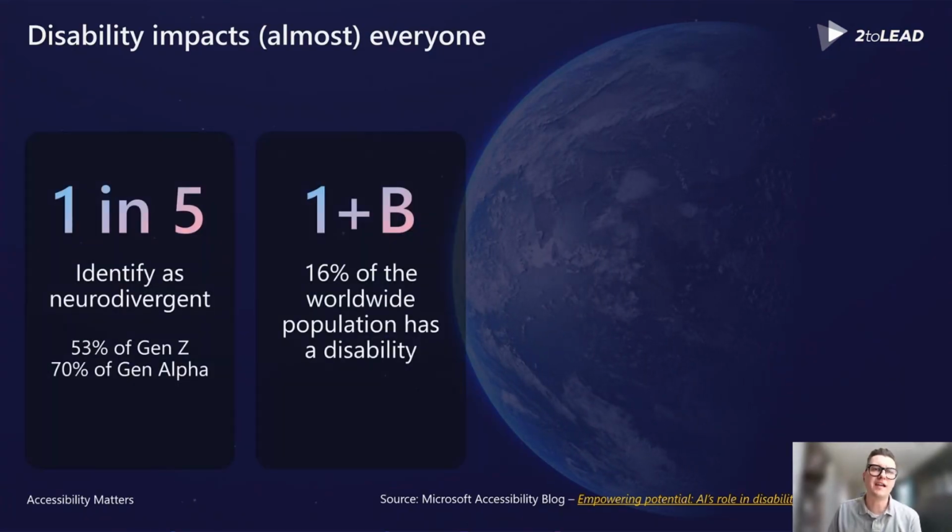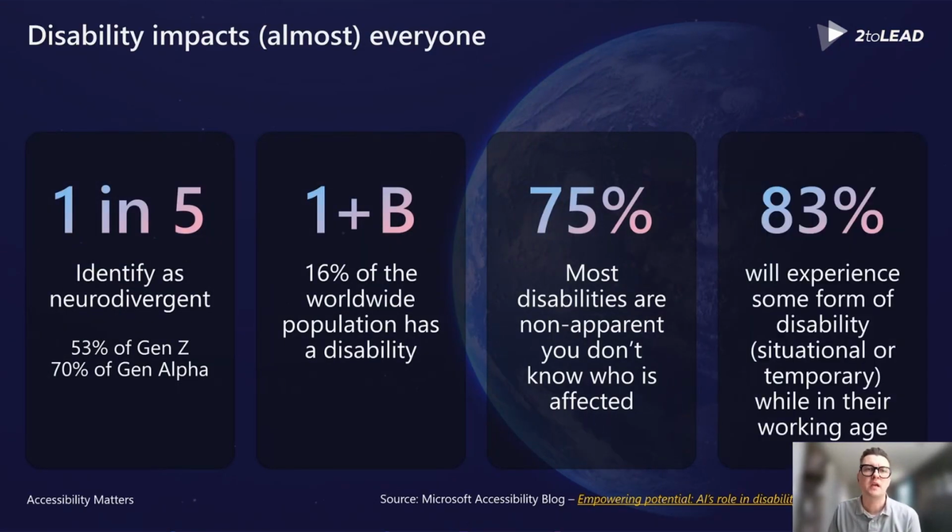So essentially, why does accessibility matter? In 2024, Microsoft did a research study that found some very powerful statistics around accessibility. The first one we can see here is 1 in 5 people identify as neurodivergent. This describes people who have different ways in thinking, learning, and processing the world around us. So think people with autism, ADHD, OCD, dyslexia, and even Tourette's.